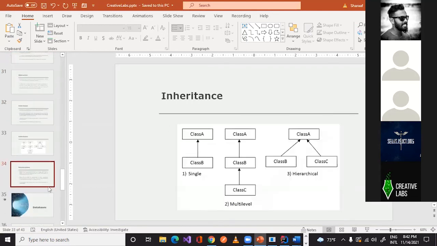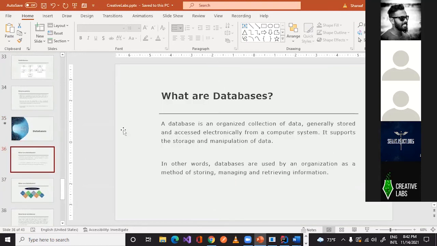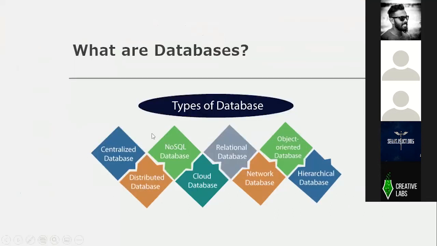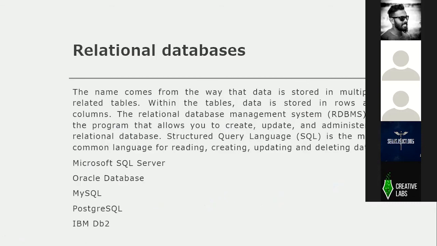And we have another small section which is databases. So I think you might know, right? Databases are an organized collection of data which we can generally store in systems, for storing, managing and retrieving information. So these are some types of databases: distributed NoSQL databases, cloud databases, relational databases, network, object-oriented, and hierarchical databases. But the most used are relational databases.